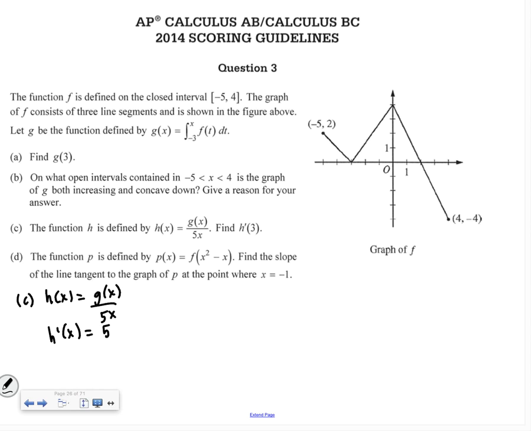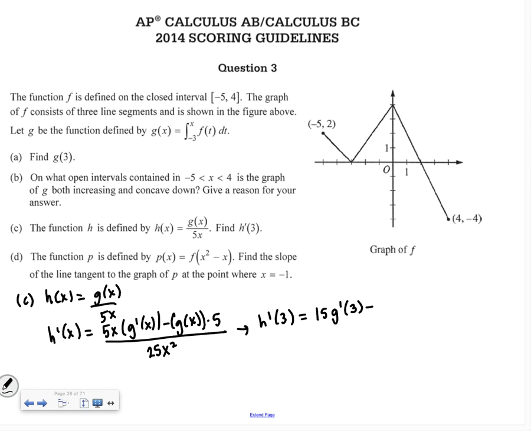So quotient rule, low d high, minus high d low. So the derivative of the low, or the derivative of the bottom is 5, all over the square of what's below, so 25x squared. And we plug in. So we find h prime of 3 by plugging everything in. So we're going to have 15 g prime of 3 minus g of 3 times 5 all over 25 times 9.